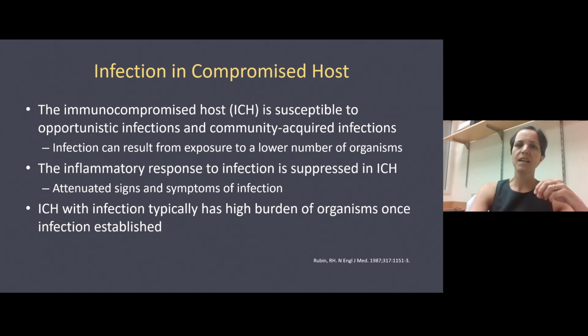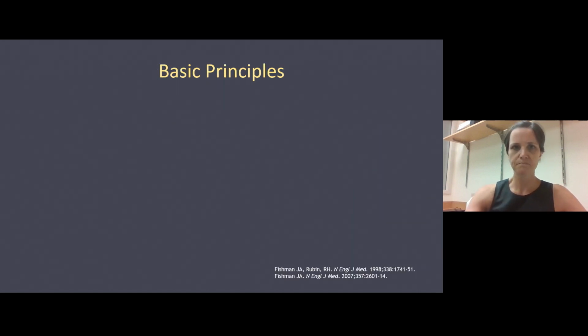So the next thing I want to talk about are some of the basic principles of infection in these patients. In 1998, Jay Fishman and Bob Rubin at Mass General wrote this very nice review article for the New England Journal that laid out the basic principles of infection in transplant patients.